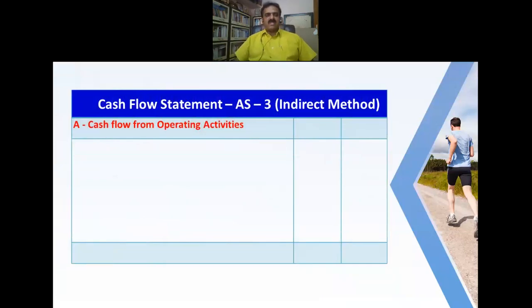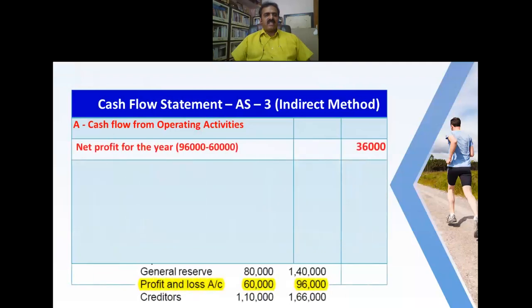This cash flow statement consists of three activities: cash flow from operating activities, that is A; cash flow from investing activities called B; and cash flow from financing activities, that is the last one, C. First, we deal with only the operating activities. The very first step is, you need to take the net profit for the year. The problem starts with net profit for the year.